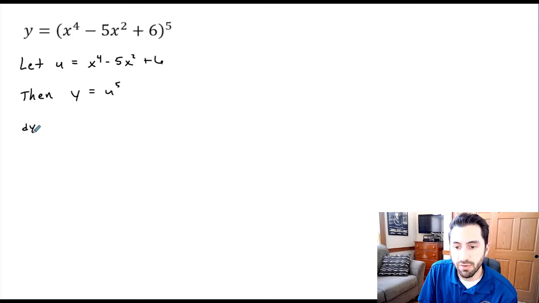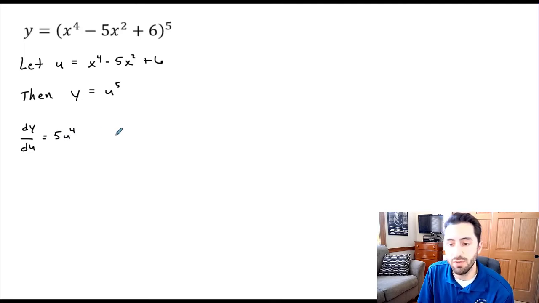So the derivative of the outside, dy over du. So we're going to take the derivative of y with respect to u, because that's the variable I have in there now. So using the power rule, the 5 comes down out front, and then we subtract 1 from the exponent. So we end up with 5u to the 4th.